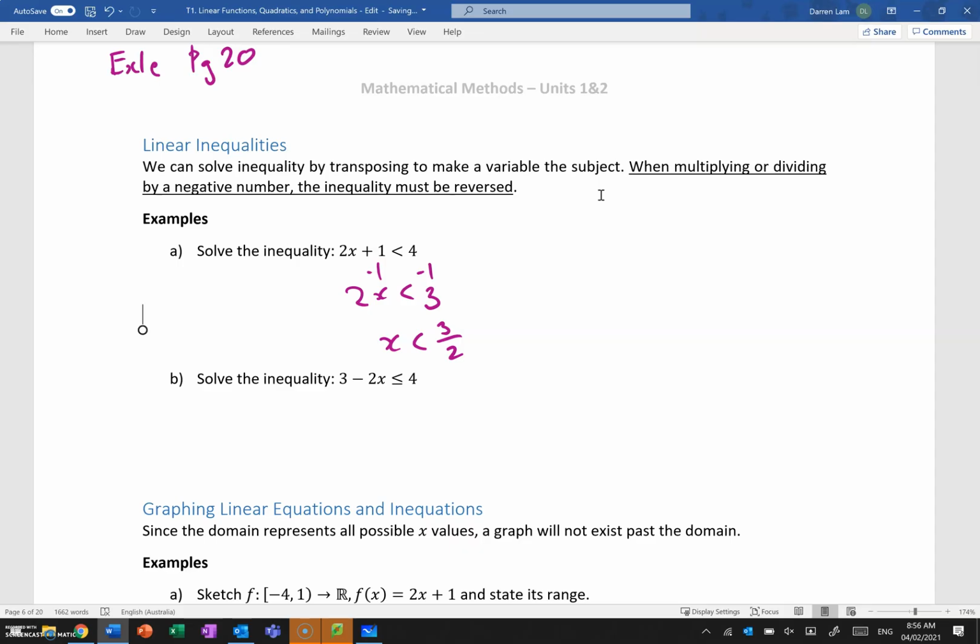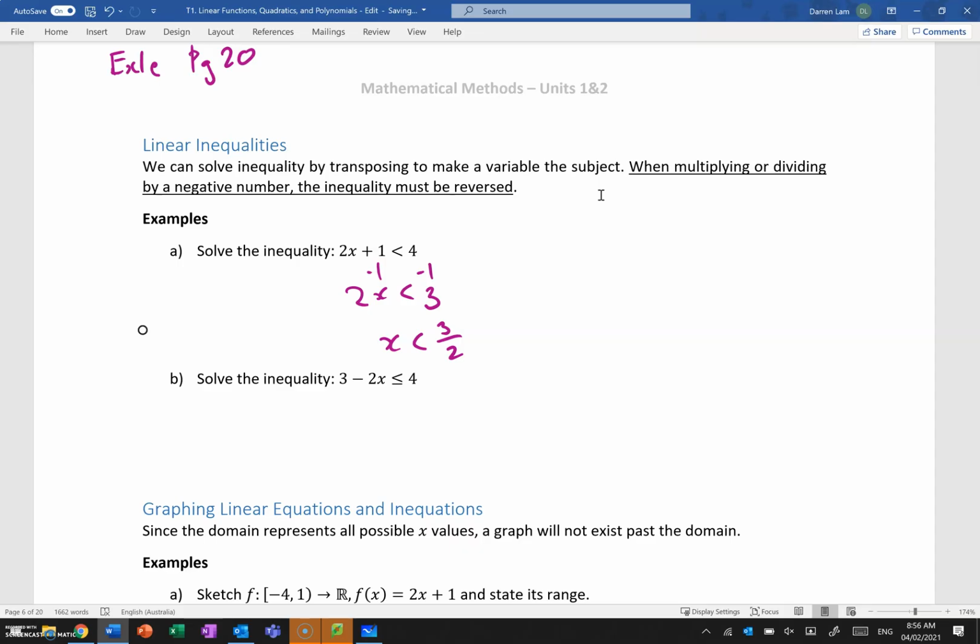No? Okay. So that's saying that if I had a value of x, that value of x has to be less than 3 over 2 or 1.5. If I put that back into this equation up here, it will be less than 4. So any value where it's 3 over 2 or under will work in that equation over there.